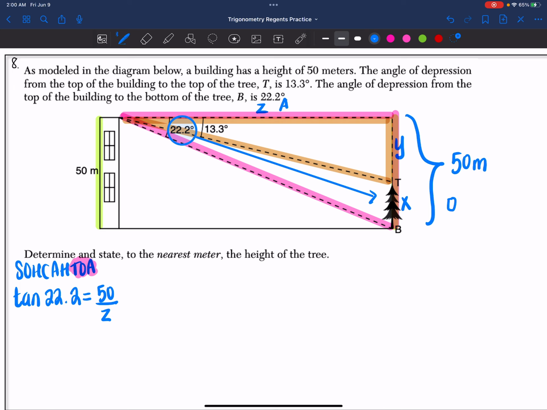So we're going to cross multiply, and we're going to get z tan of 22.2 is equal to 50. And then we're going to divide by tan of 22.2.